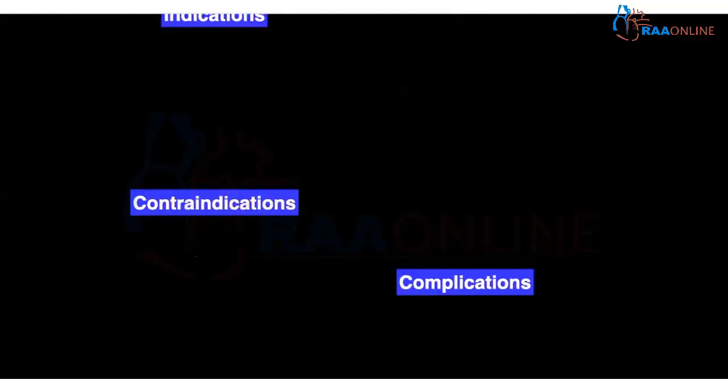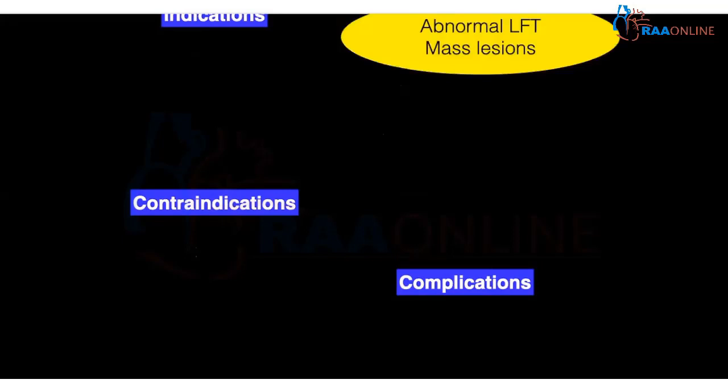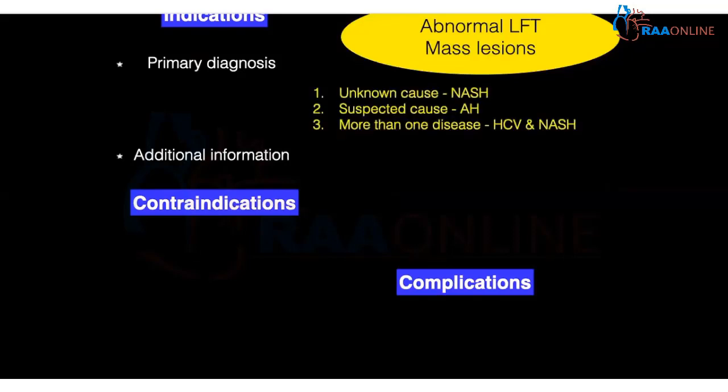These three things I already talked about, the indications. We will go through them quickly, and you have to know the contraindications and complications of the biopsy also. The indications are mainly abnormal liver function test or mass lesions. In the abnormal liver function test, many times they do biopsy for primary diagnosis. For example, they don't know what is happening, unknown cause. Can it be NASH? Can it be alcoholic liver disease? Can it be hepatitis B? They don't know.